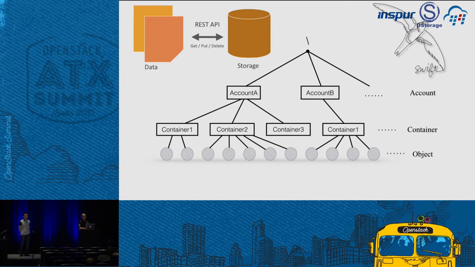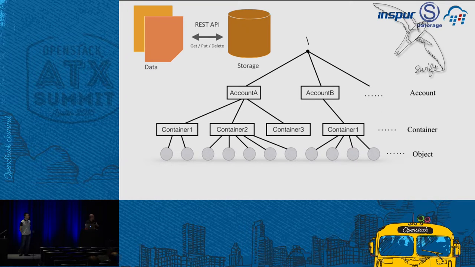Account is related to tenant. So when you are a user of a tenant, for example, tenant one, and the administrator configures the Swift system so that for the users in tenant A, they use account A. So when you log in, you can see container one, container two, and container three. You do not see account, because it is configured directly related to tenant.